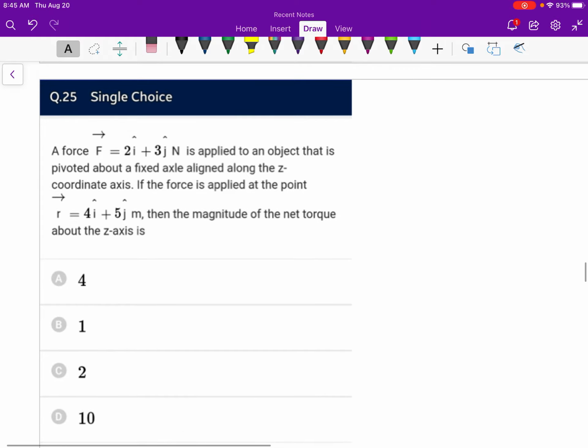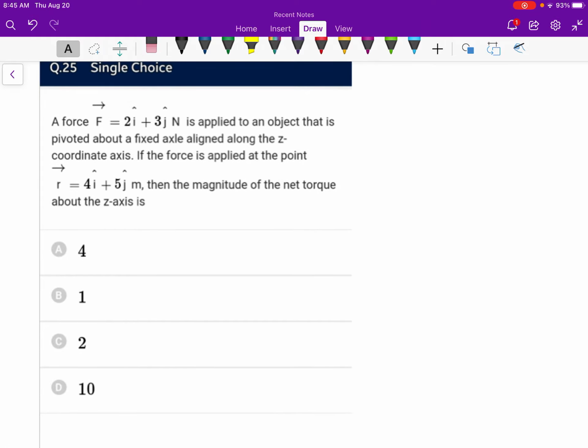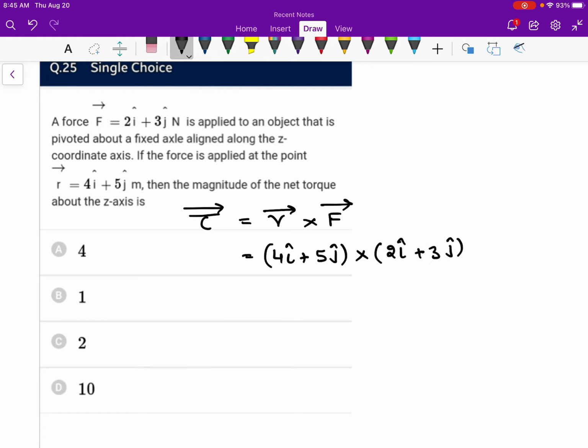Force F is this, R is this, and the magnitude of the net torque about the z-axis. So torque vector is R vector cross F vector, so that is 4i plus 5j cross F vector, which is 2i plus 3j, so that is 4 3s are 12 k cap, and 5 2s are 10, minus 10 k cap, that is 2 k cap. So 2 is the correct option.